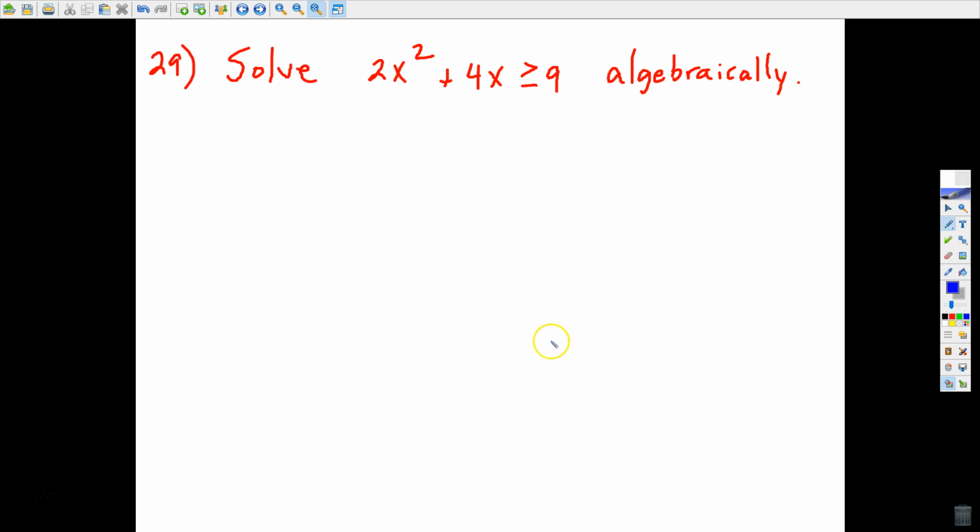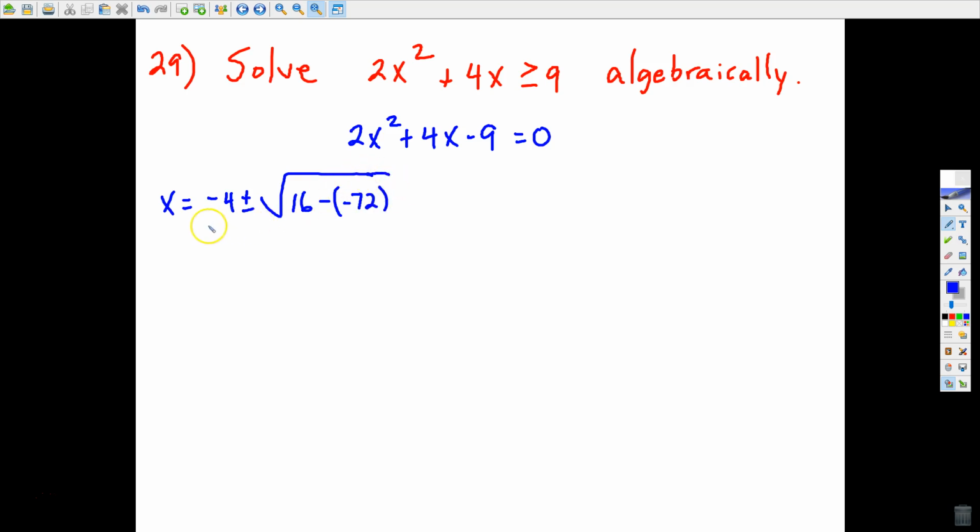Okay, 29, solve algebraically. First of all, let's treat this as an equation, a quadratic equation that needs to be solved. It can't be factored, so you could use either the quadratic formula or completing the square. I'll just use quadratic formula. So the opposite of b plus minus the square root of b squared minus 4 times 2 times negative 9, that's subtracting negative 72, all over 4. Okay, so this is going to be the square root of 88 over 4.